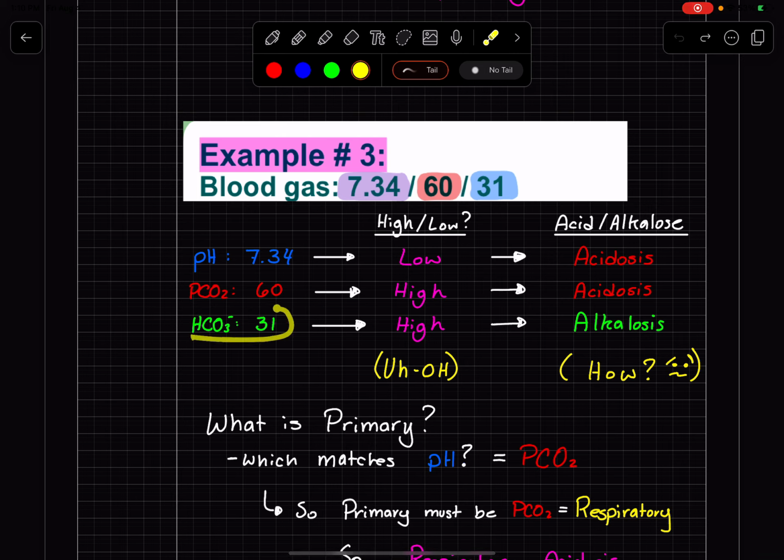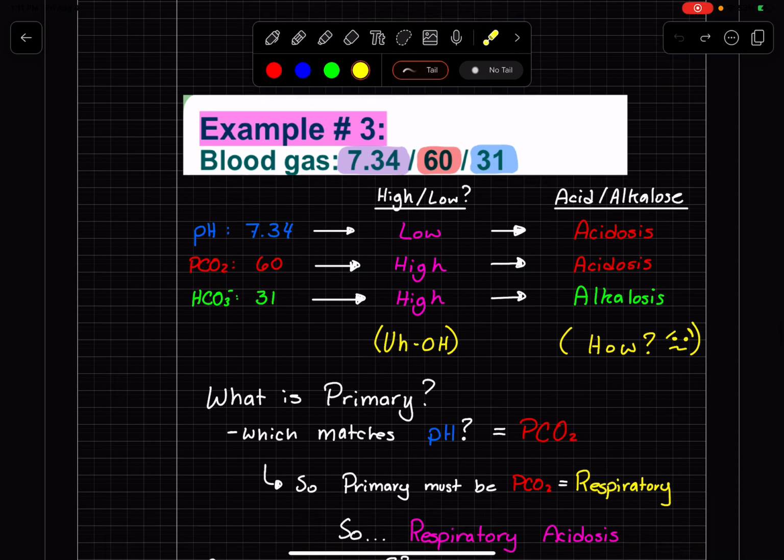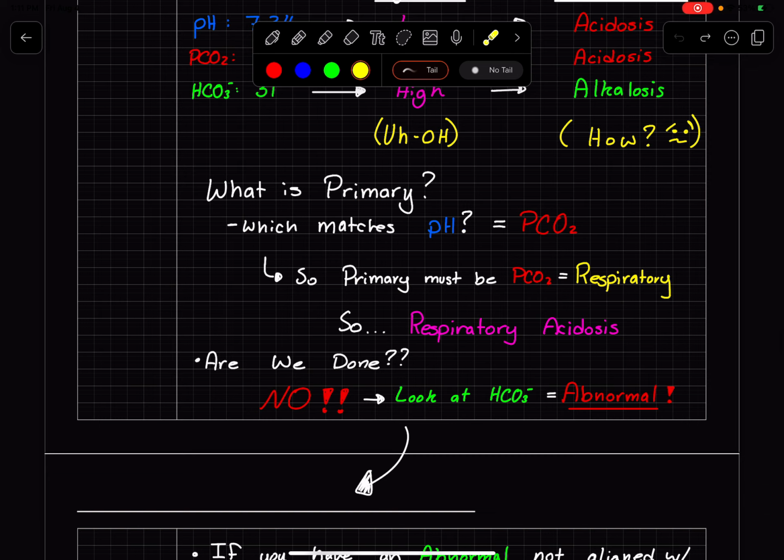Okay? Now moving on. Bicarb. Bicarb is 31. Well, bicarb is also high. It's more than 22 to 26. So bicarb is also high. So that is going to be more base. High bicarb means more base. More base equals alkalosis. Wait, huh? How does this work? How do you have a process of alkalosis and acidosis at the same time? Well, that's what we were just talking about. This is probably a compensatory question. It probably has compensation going on.